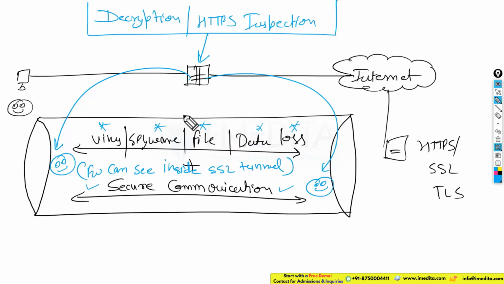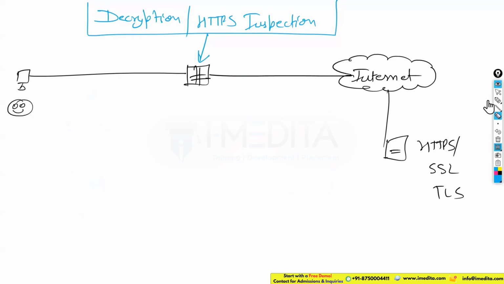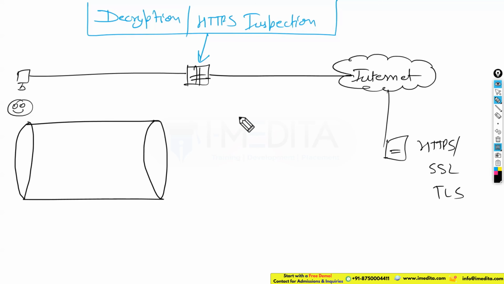The question is, does it work in this way? No. It is only to make you understand that without decryption, the firewall will be bypassed. With the help of decryption, the firewall can see inside the SSL tunnel and we can block the attack. But technically, this single tunnel will be divided into two parts: client to firewall, and firewall to server.